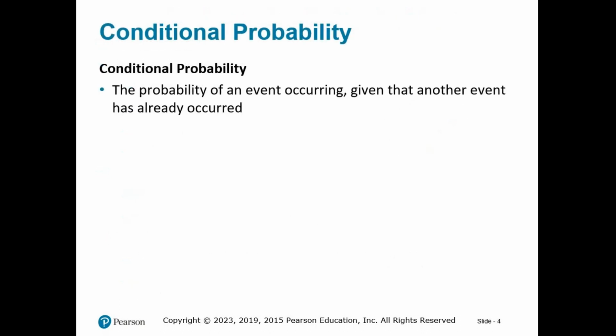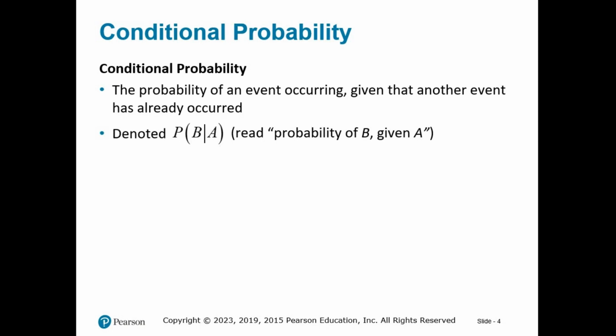A logical starting question might be to ask, how do we find the probability of 2 things happening in a sequence? This type of question might come up in marketing or in medical research. To answer that question, we need to determine an event's conditional probability. A conditional probability is the probability of an event occurring given that another event has already occurred.